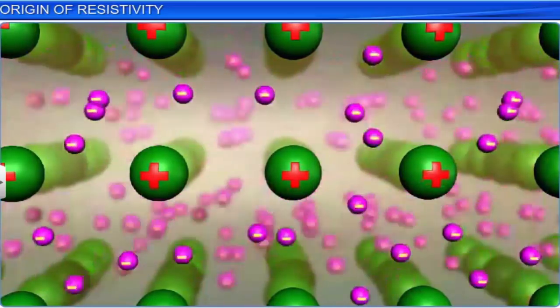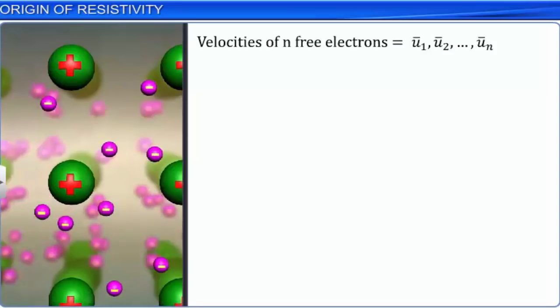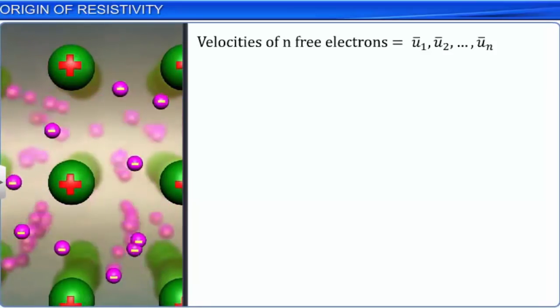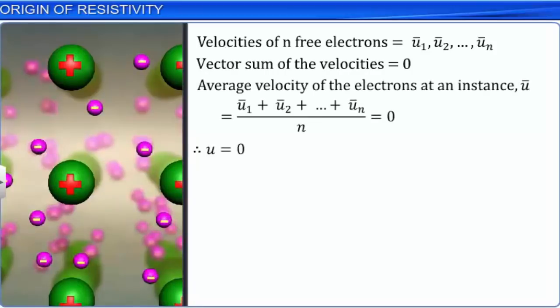Let the velocities of the free electrons at any given instant be u1, u2, and so on up to un for n number of electrons. As the directions of the velocities are random, the vector sum of the velocities of all the electrons is equal to 0. Hence, the average velocity of all the electrons at the instant, u, is equal to 0. Let this be equation 1.